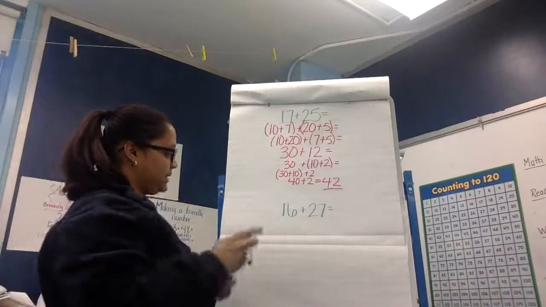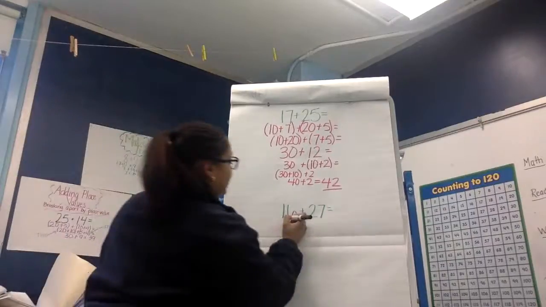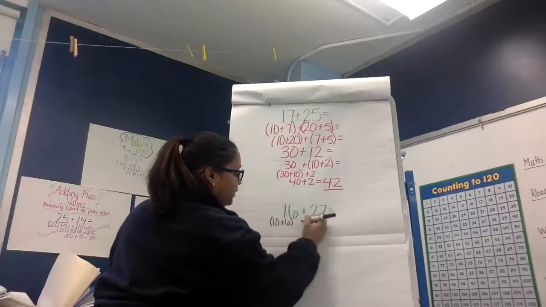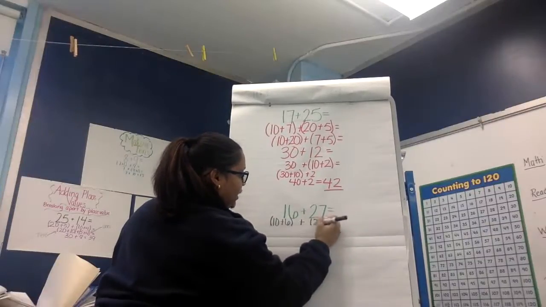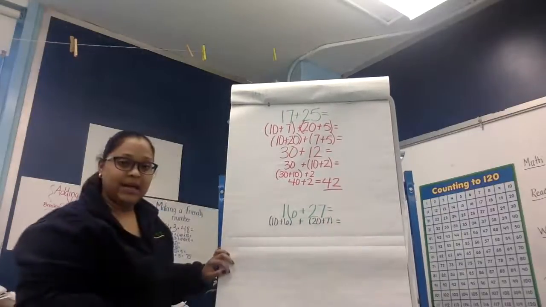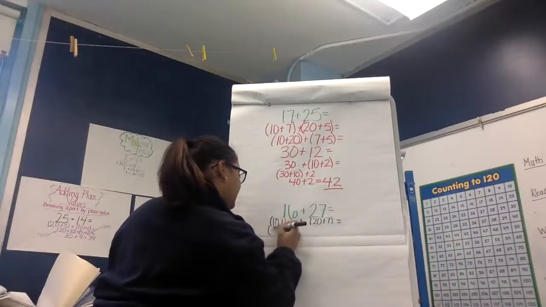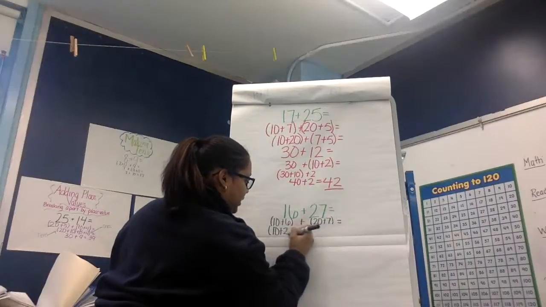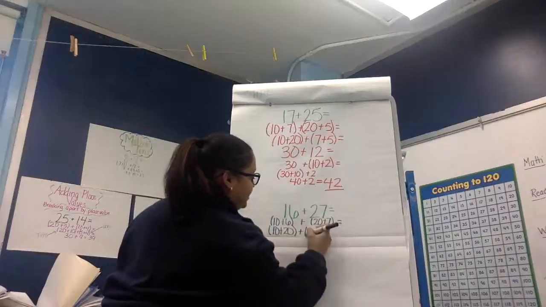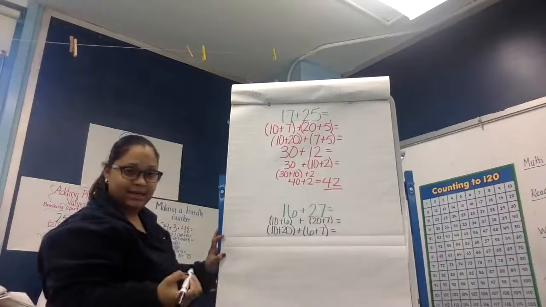So I'm going to break my 16 and my 27 into my tens and ones. So 16 breaks down to 10 plus 6, plus 20 plus 7. I'm going to add my tens together. So that's the 10 and the 20. So 10 plus 20. And then I'm going to group my ones together, the 6 and the 7. And then I'm going to add them up.